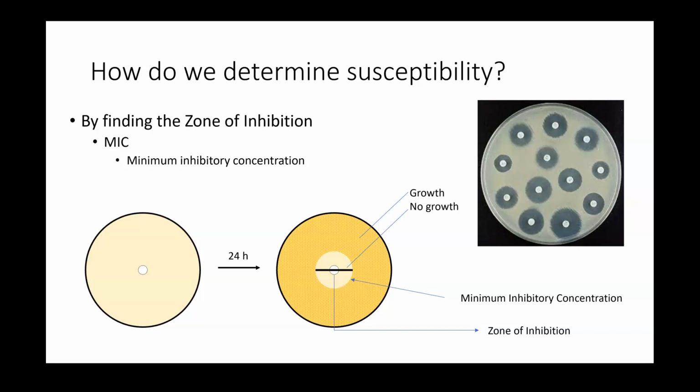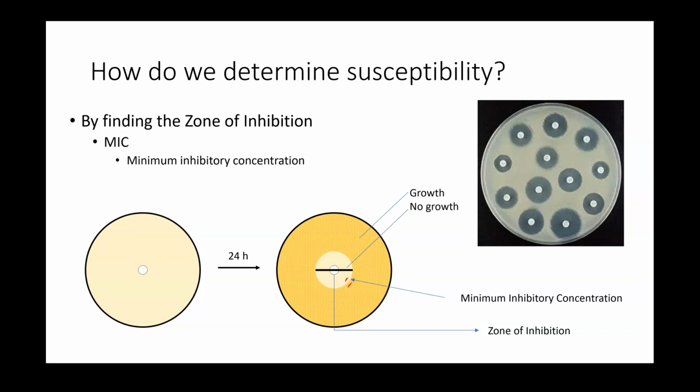Okay, so if we were to look at this point versus this point, right? Bacteria can grow... I'm sorry, they can't grow here. The concentration of the antibiotic is enough to stop the growth of the bacteria there, but it's not enough here, right? So that border between where bacteria can grow and where they can't grow is called the minimum inhibitory concentration.